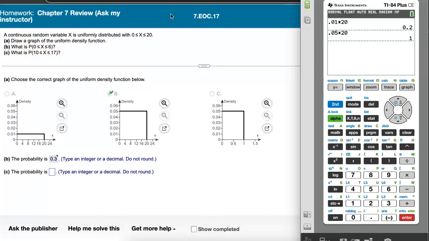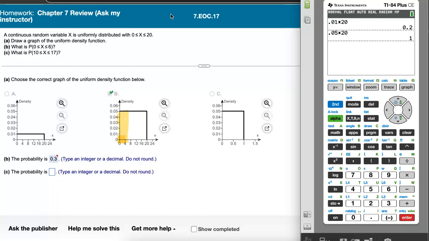For part B, when it's asking for the probability that x is between 0 and 6 inclusive, I'm now imagining a rectangle within this rectangle, going from 0 to 6. Let's see if I can draw this in here. I went just a little bit too far. So let me erase a little bit of that. So maybe something like this.